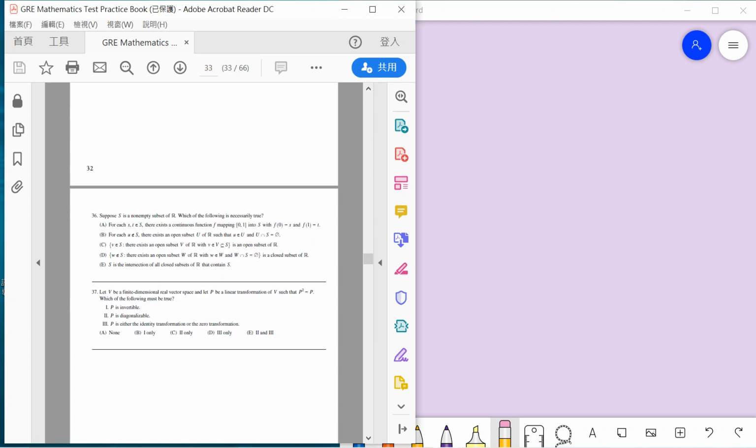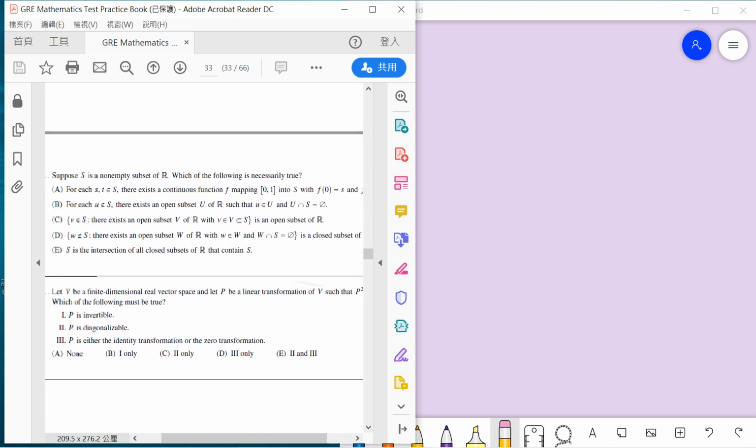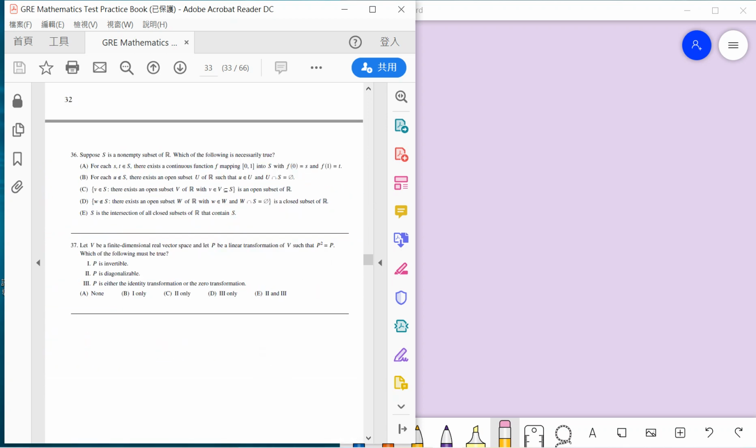Okay, so 36 is very difficult. If you are first time, you may not easily see which one is necessarily true. So I guess the easy way is we try to eliminate it case by case. So A: for each s, t belonging to S, there exists a continuous function f mapping 0 to 1 into S, with f of 0 equal to s, f of 1 equals to t. So A is false.